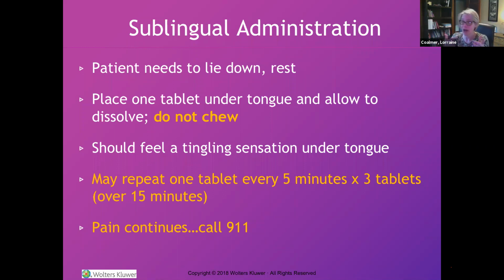You can't just keep popping nitro until somebody shows up. So the max that the patient can take is 3 tablets. But if they have pain after that very first nitro tablet, they need to call 911 because the nitro didn't take care of the pain.